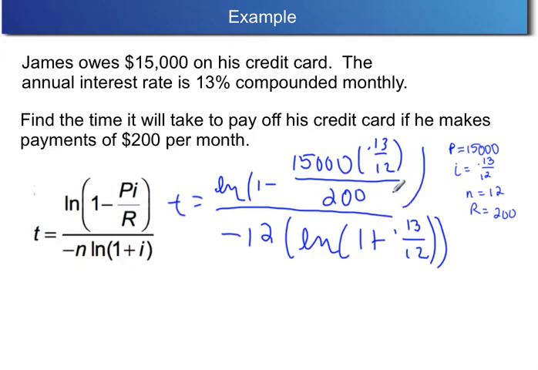If you plug in, you will find that T is 12.94. It will take 13 years to pay off that loan. Okay?